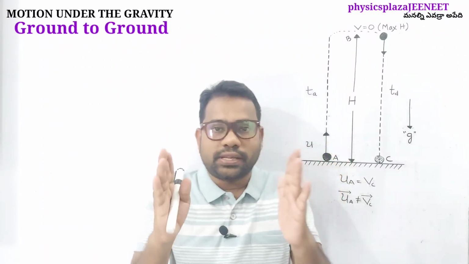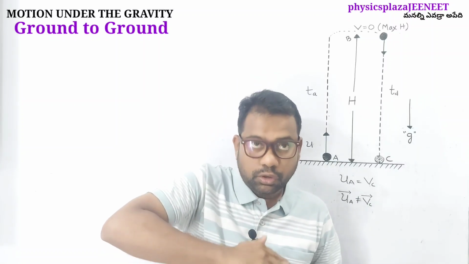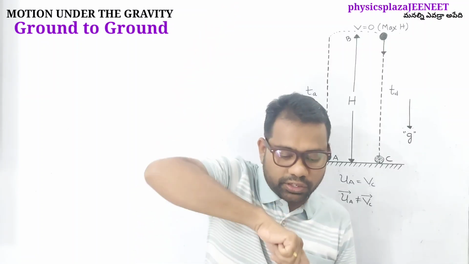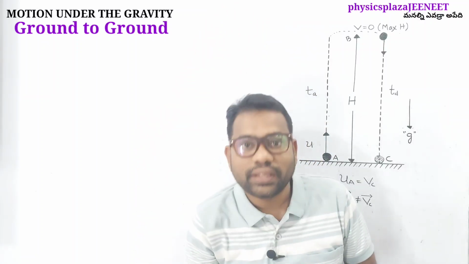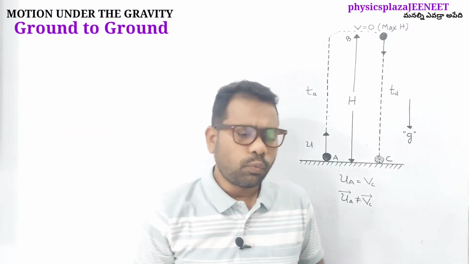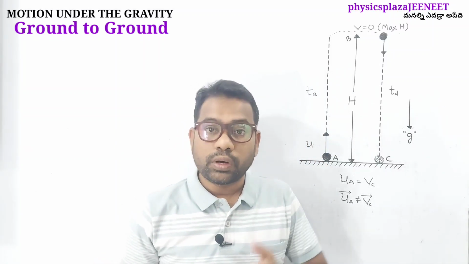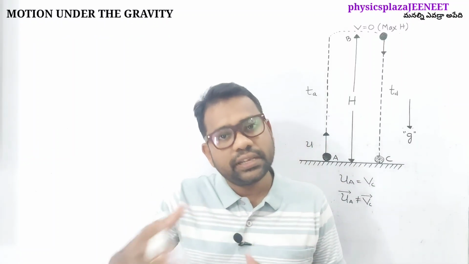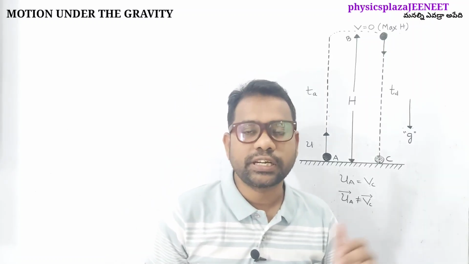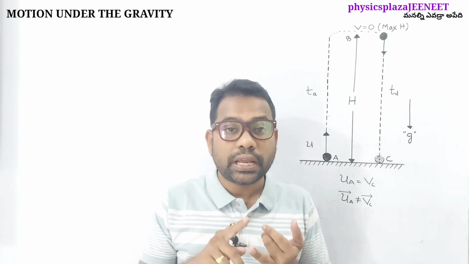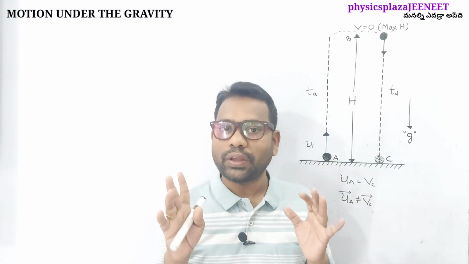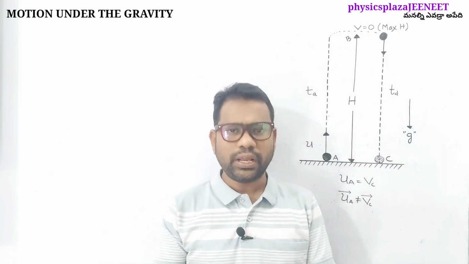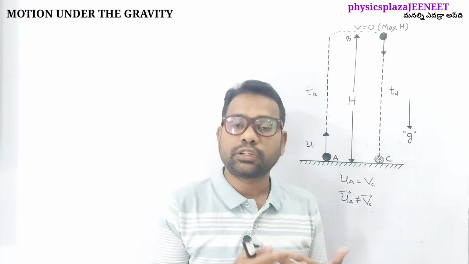In today's class, children, we are going to discuss ground to ground. Ground to ground means what? We will be standing on the ground and we throw an object like this. It reaches a certain maximum height, and again it starts its reverse journey. So here there are 2 cases. In the first case, the body goes from ground to height, and from there it comes back to the ground only. This is what ground to ground means, and this is the case we are going to discuss.